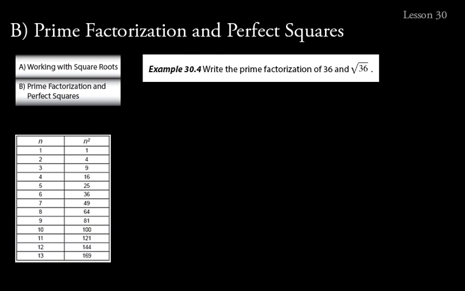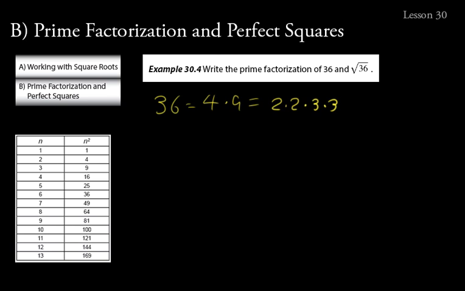Example 30.4: write the prime factorization of 36 and the square root of 36. You might recall doing prime factorization of a perfect square in example 10.5. There you learned that prime factors are repeated twice for perfect squares. So the prime factorization of 36: 36 equals 4 times 9. There are different ways we could break it down first, but let's break it down like this. 4 is 2 times 2, and 9 is 3 times 3. You see how it has the same factor repeated twice, the 2's repeated twice, the 3's repeated twice.